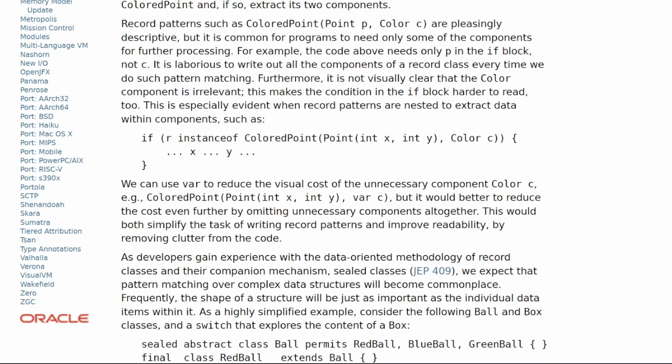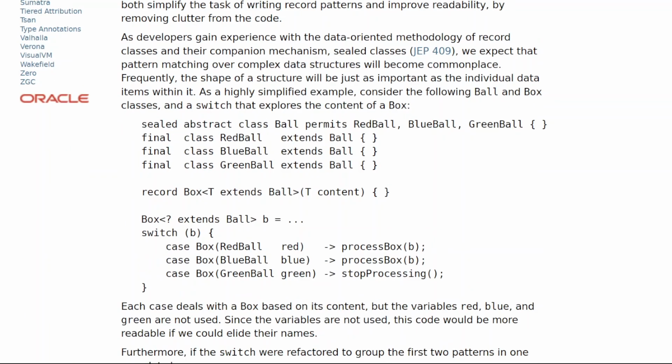As a highly simplified example, consider the following Ball and Box classes, and a switch that explores the content of a Box. sealed abstract class Ball permits RedBall, BlueBall, GreenBall; final class RedBall extends Ball; final class BlueBall extends Ball; final class GreenBall extends Ball. record Box<T extends Ball>(T content); Box<? extends Ball> b = ...; switch (b) { case Box(RedBall red) -> processBox(b); case Box(BlueBall blue) -> processBox(b); case Box(GreenBall green) -> stopProcessing(); }.